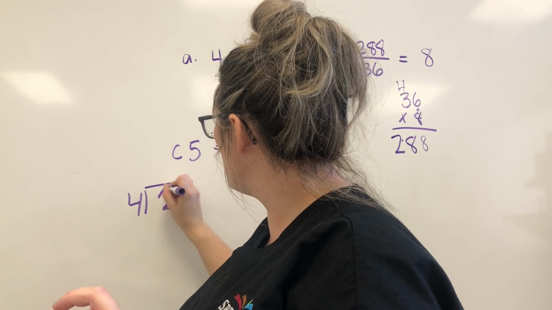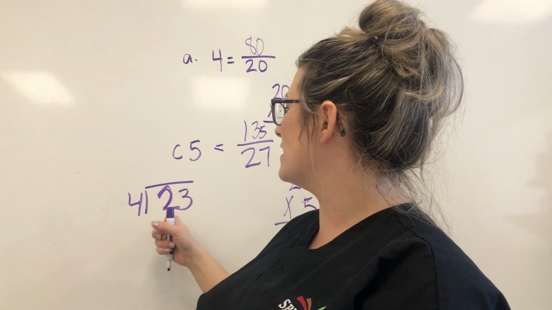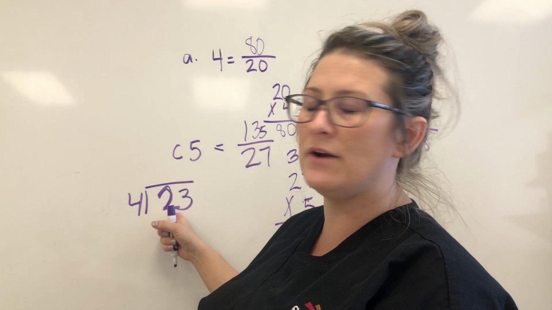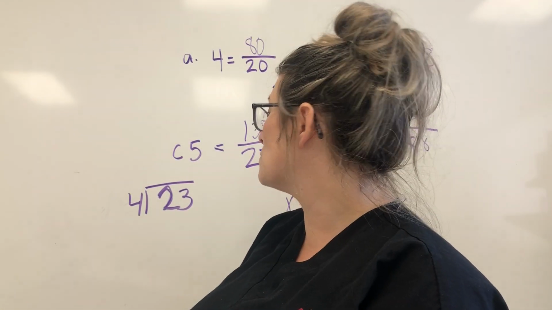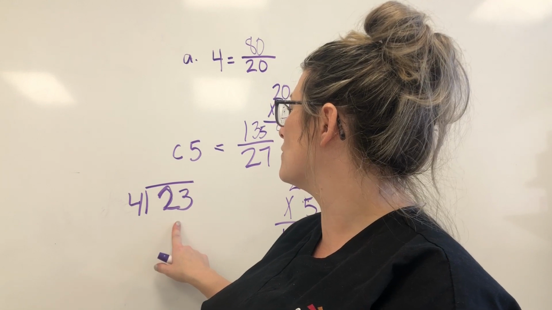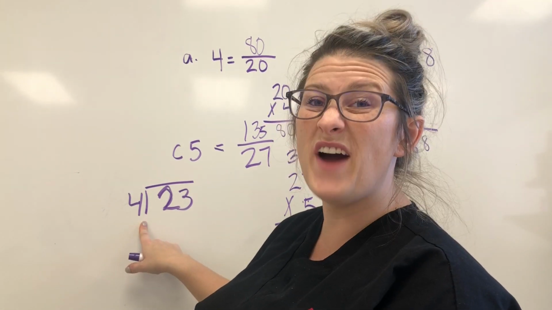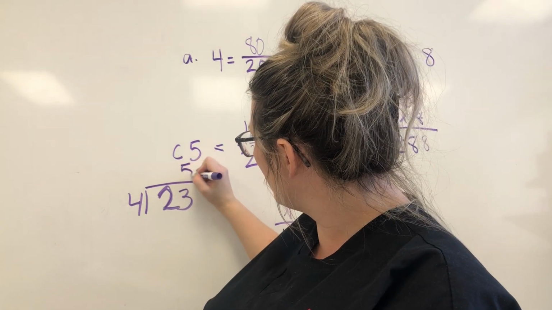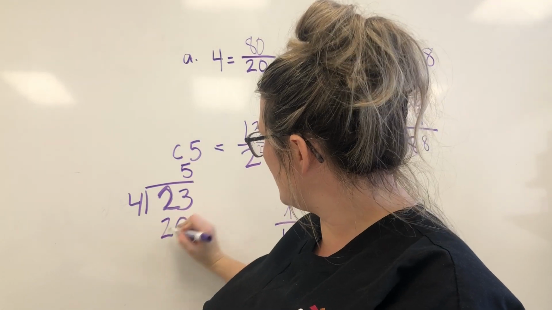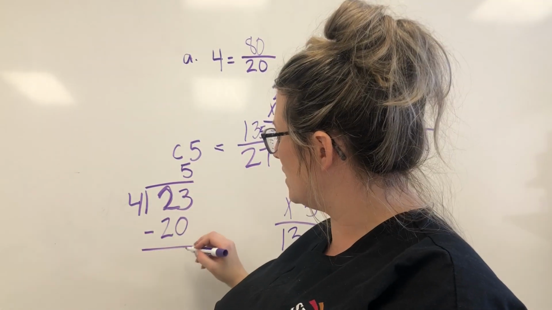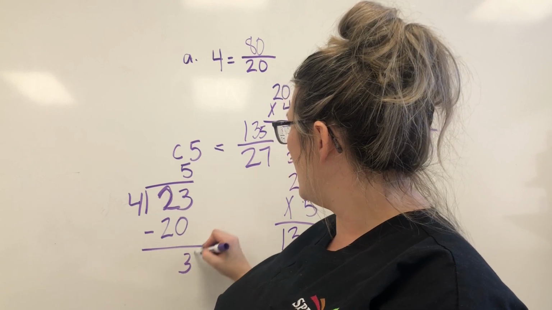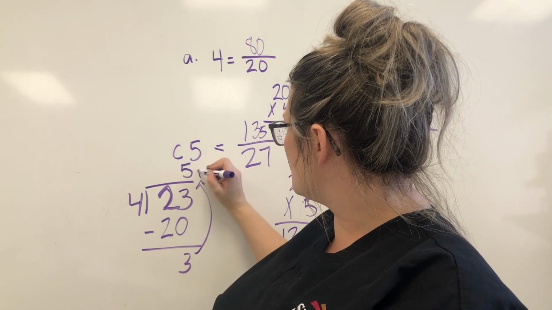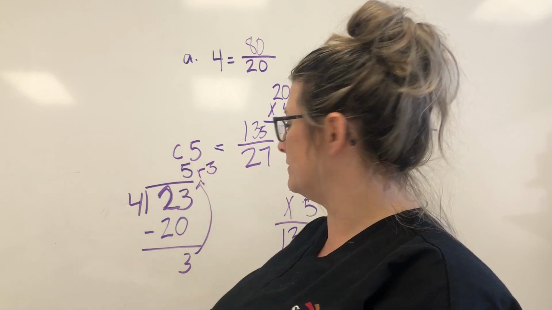Okay, on my multiplication sheet, I need a number that is close to 23 but not over on the 4 line. 4 times what number is close to 23 but not over? 4 times 5 is 20. So I'm going to write that problem down. Now I have 23 minus 20. My 3 comes down here, and I'm going to bring it up here. So 5, remainder 3.